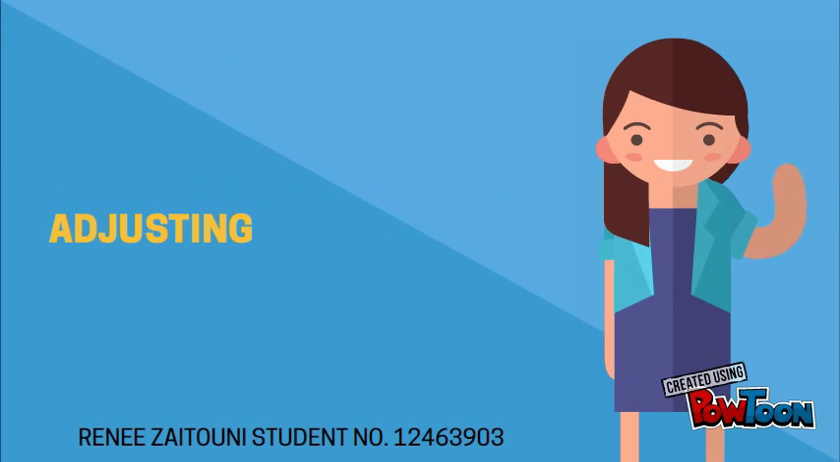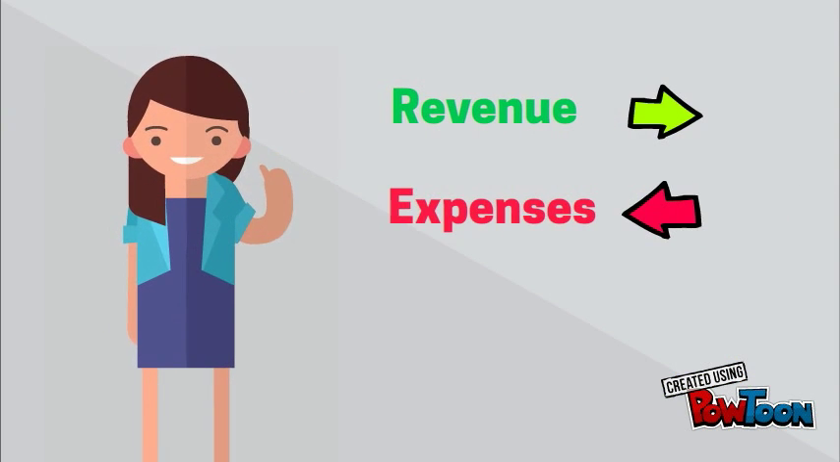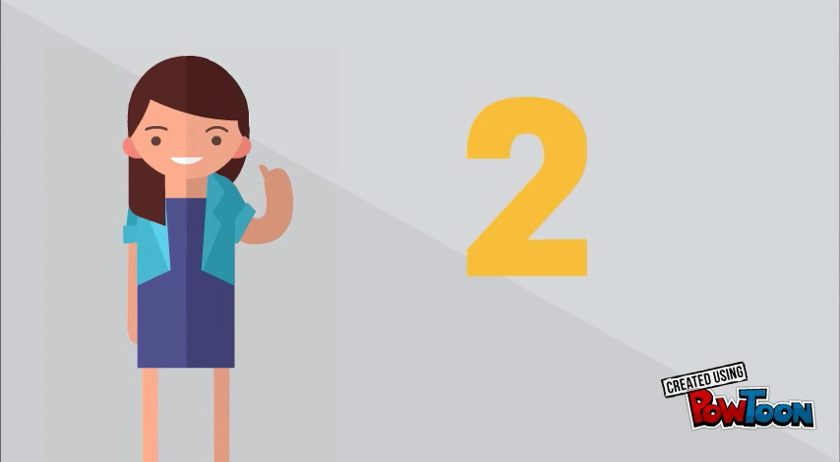Today, we are going to discuss adjusting journal entries. Recording the revenues and expenses that a business produces is the primary purpose of the accounting information system. In accounting, there are two bases for recording revenues and expenses.